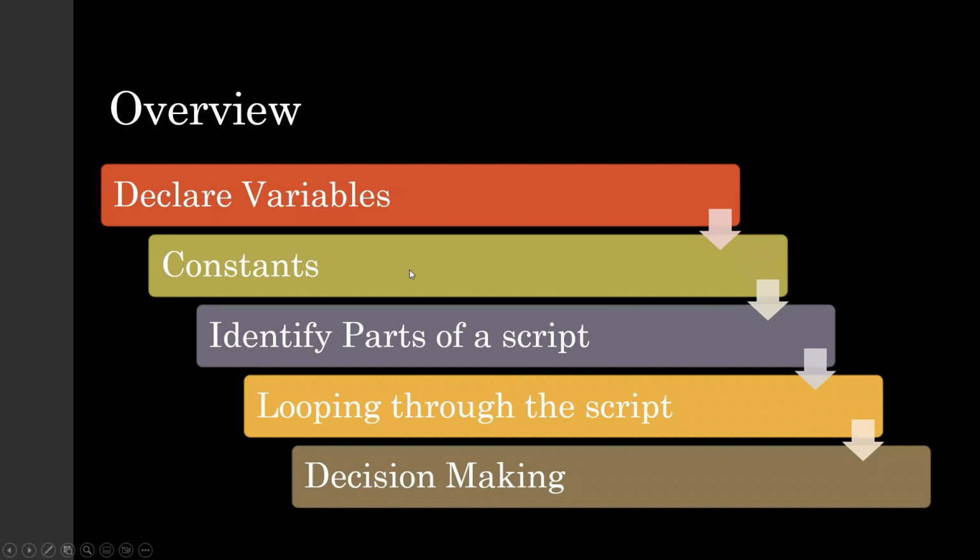So we went through a lot, and with that last bit of information, you should be able to complete CBC 6, the last part. But we've talked about declaring variables and constants, identifying parts of a script, looping, and finally decision making.